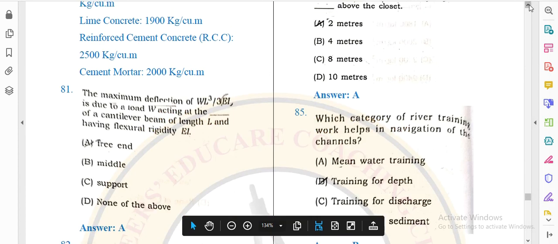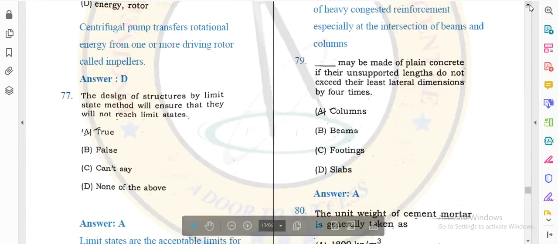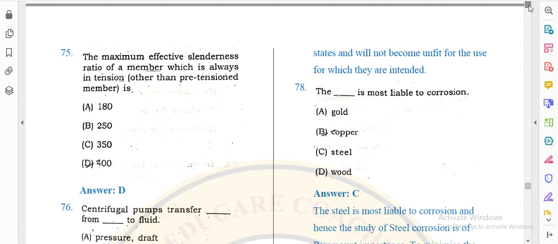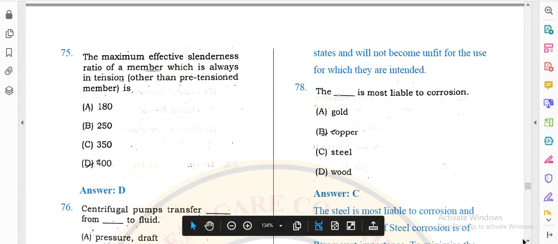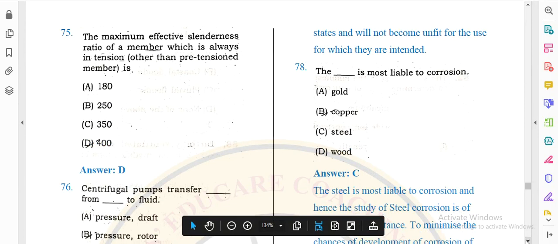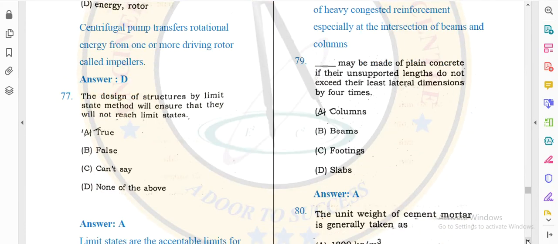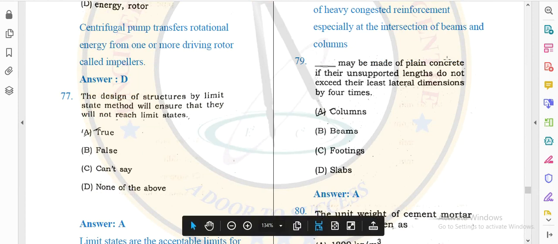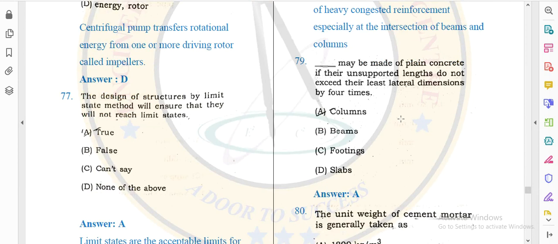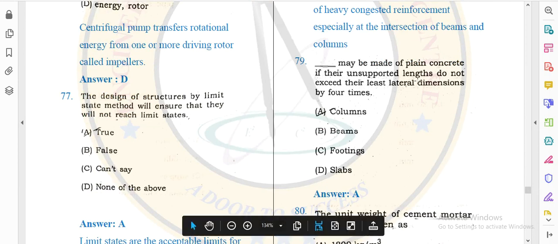Then we'll go for question number 78. Which is most liable to corrosion: copper or steel? So obviously steel will be most liable to corrosion. Question number 79. Dash may be made of plain concrete if the unsupported length does not exceed their least lateral dimension. So columns are made of plain concrete if their unsupported length does not exceed their least lateral dimension.